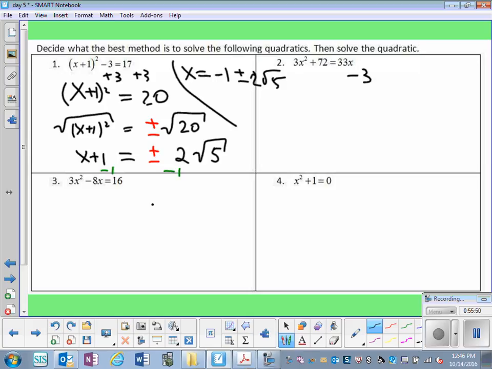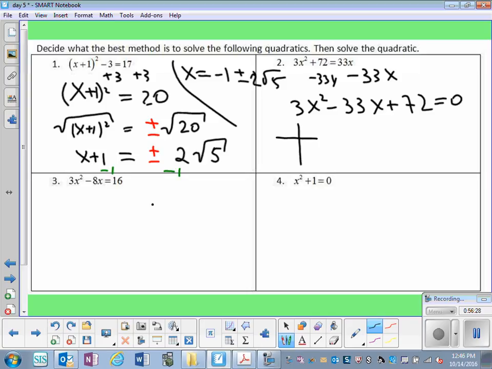I subtract 33x from both sides, get everything on one side, and have it equal to 0. Now what do I do? How do I solve this? I need to factor, right? So how do I factor this trinomial? By 3. Okay, so like the T chart, right? So I don't know what by 3 means.